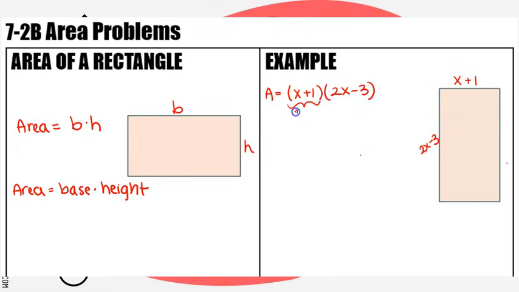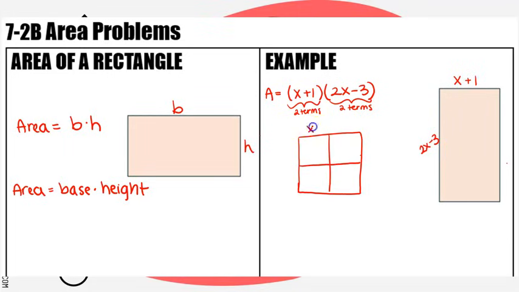I have two terms in this first one. I have two terms in the second polynomial. So I need to make a 2 by 2 box. I'm going to stick one of my polynomial terms on the top and one on the side. It does not matter which one goes where. And then I'm going to multiply those terms to get the little products inside that box.